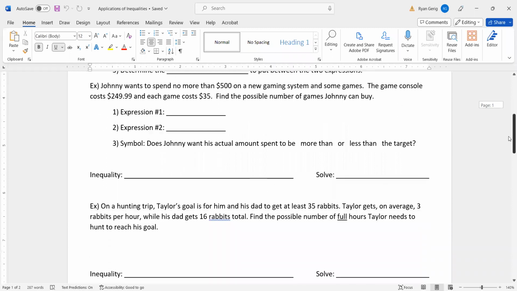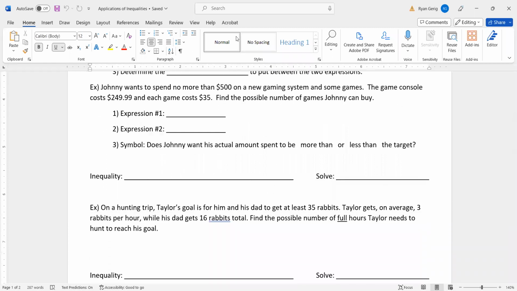Johnny wants to spend no more than $500 on a new gaming system and some games. The game console costs $249.99 and each game costs $35. Find the possible number of games Johnny can buy. So a lot of people go straight to the inequality part, step 3. Wants to spend no more, and they start thinking about that. Don't. Expression number 1. Let's look at, okay, how much is it going to cost him? And write an expression for that.